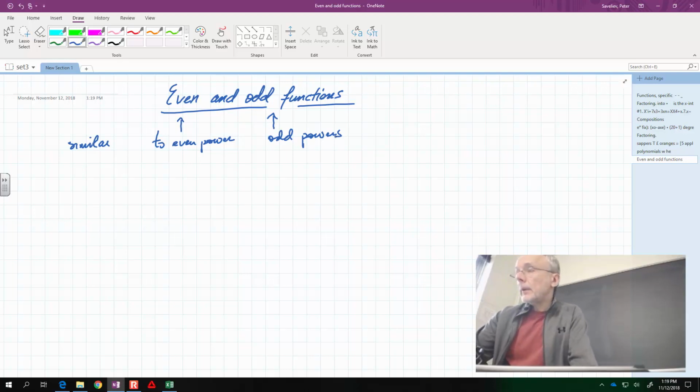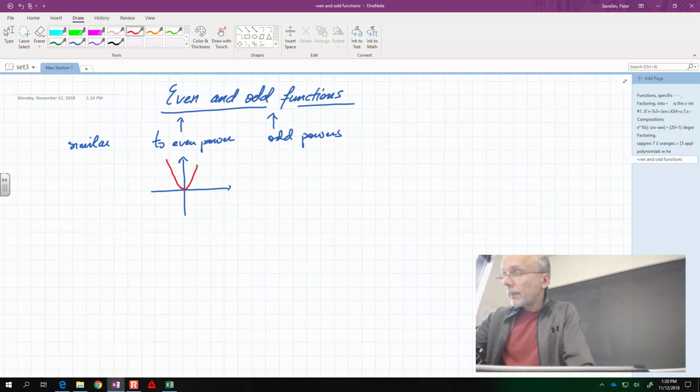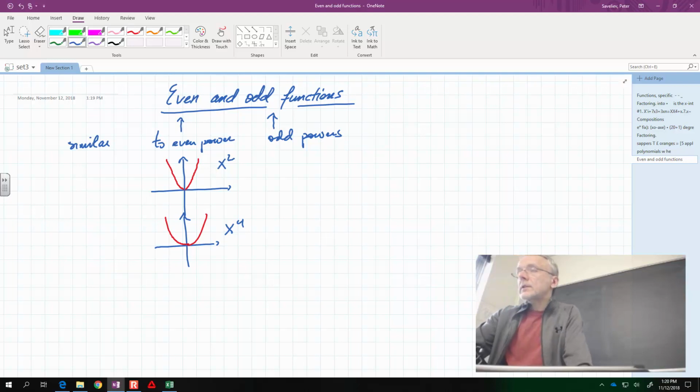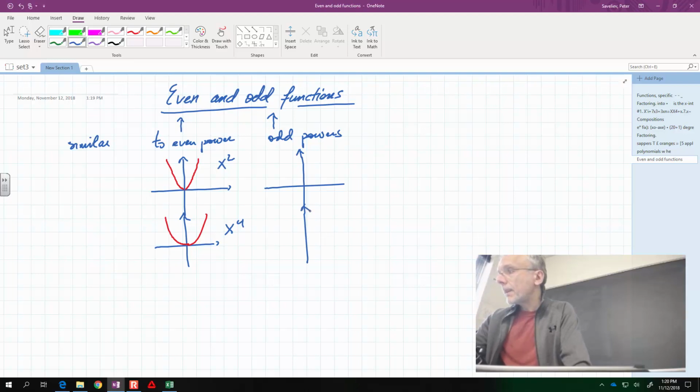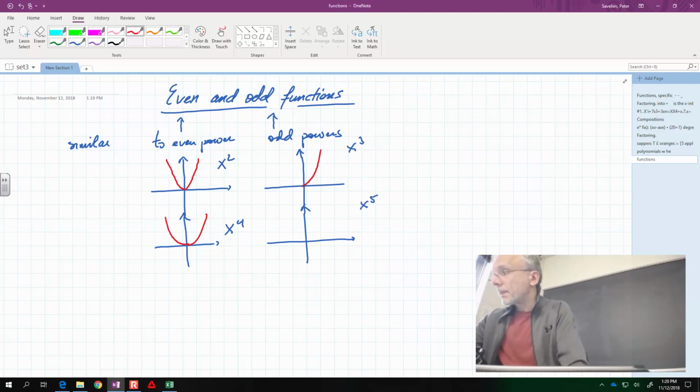So you might remember that, say, x squared looks like this, a parabola, while x fourth looks similar except kind of flatter at the bottom. Similarly, if we look at odd powers, x cubed and x fifth, they look quite a bit different. Let me correct myself slightly.